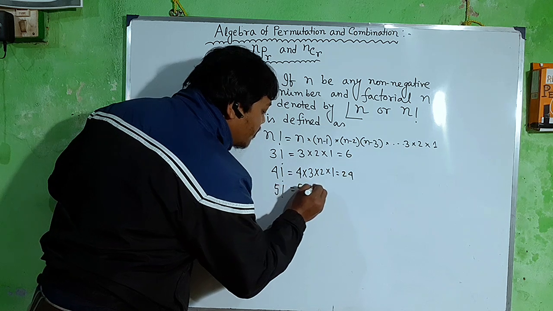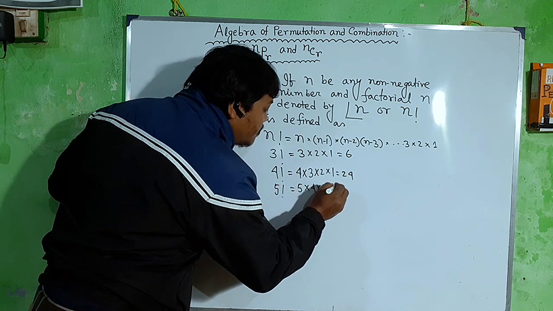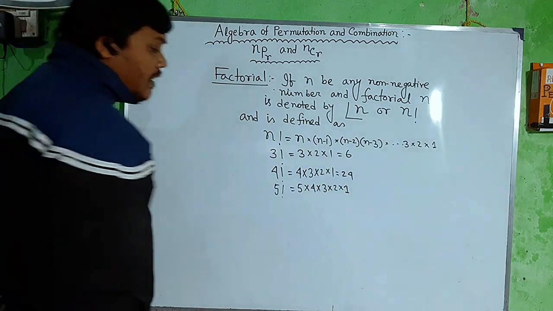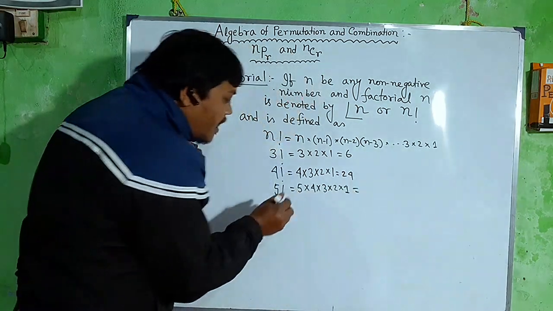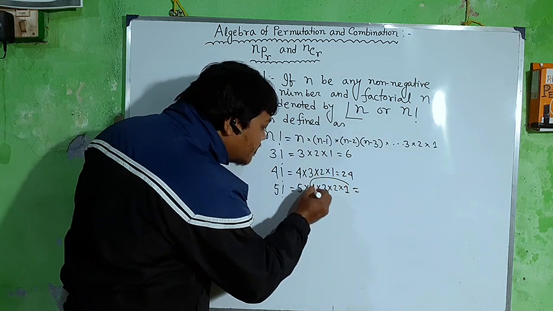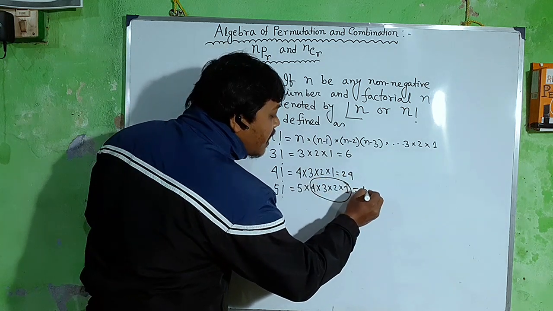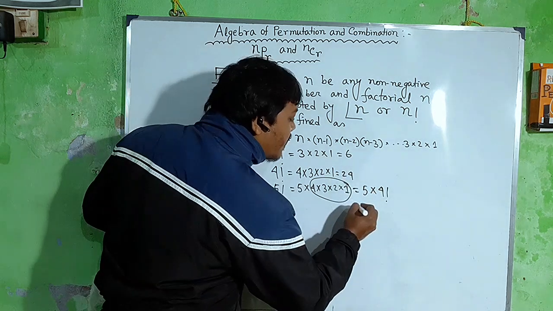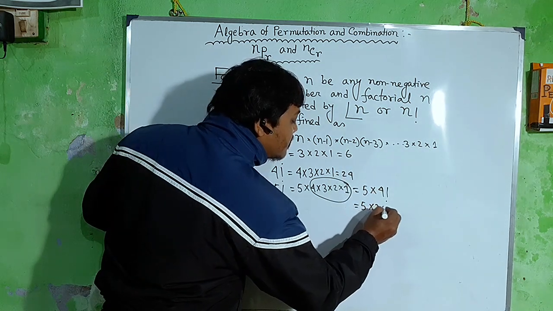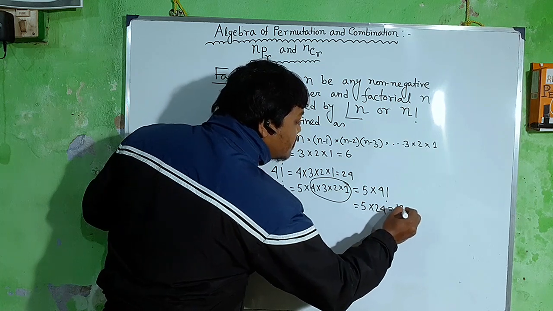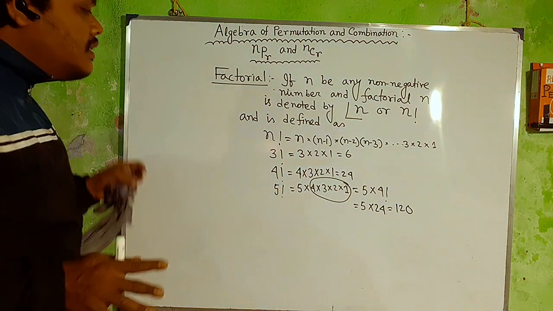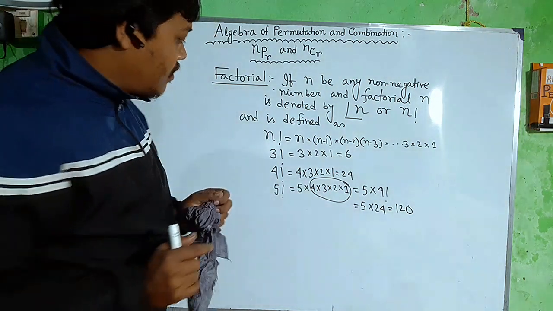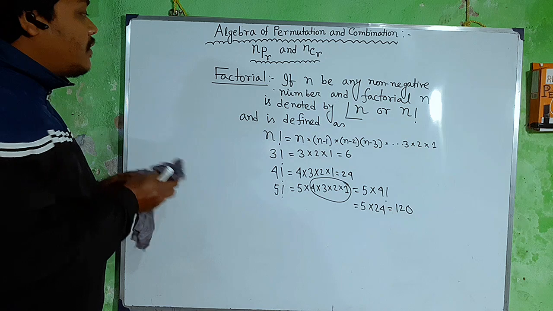5 into 4 into 3 into 2 into 1. Interestingly, if you write down 5 factorial, this part is 4 factorial. So you can write 5 into 4 factorial and put in the value of 4 factorial. You will get the result easily. So this is 120. In this fashion we can calculate the factorial.